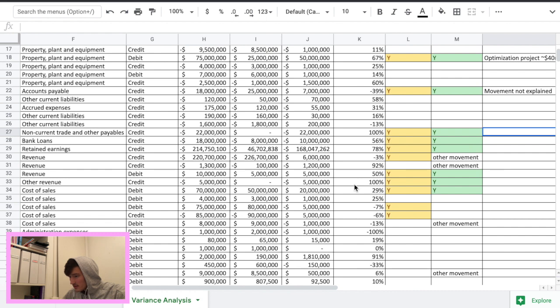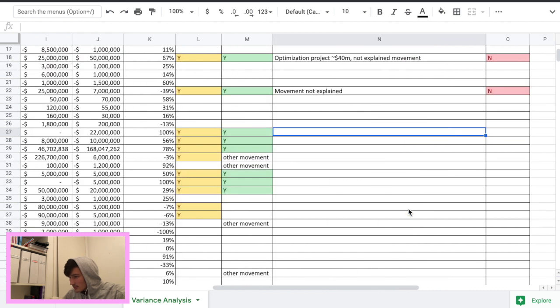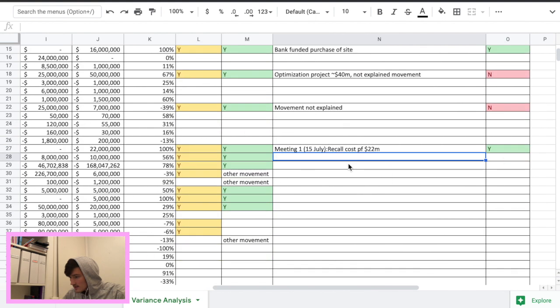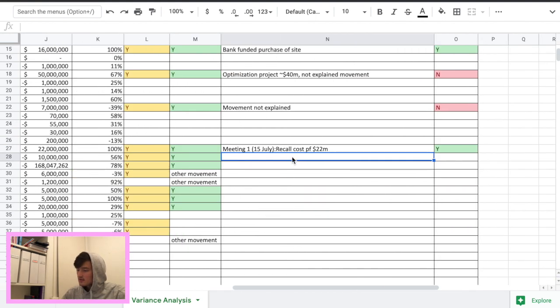22 million non-current trade and other payables. That's the recall. That one's pretty easy because it's just like a random payment in 2019. Yes. Next one. So there's a 10 million cash movement. So that explains, that's the bank. Yeah, that's the bank loan. So site purchase, 10 million. Just only loan. Yeah, so that's a yes.